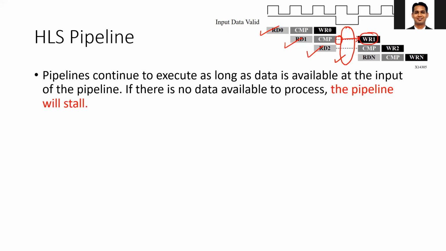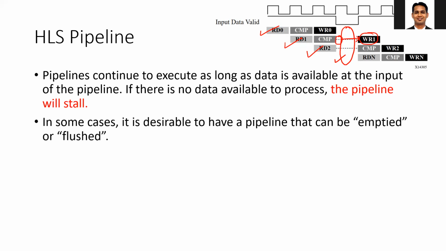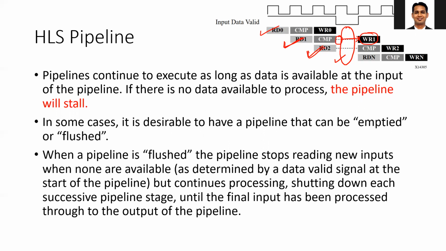Pipelines continue to execute as long as data is available at the input. If there is no data available, then the pipeline will stall. In some applications, it is desirable to have a pipeline that can be emptied or flushed. So in some applications, you want to have the output of the RD1 and RD2 as early as possible, irrespective of whether an input is available or not. So in this case, you can use this enable flush option.